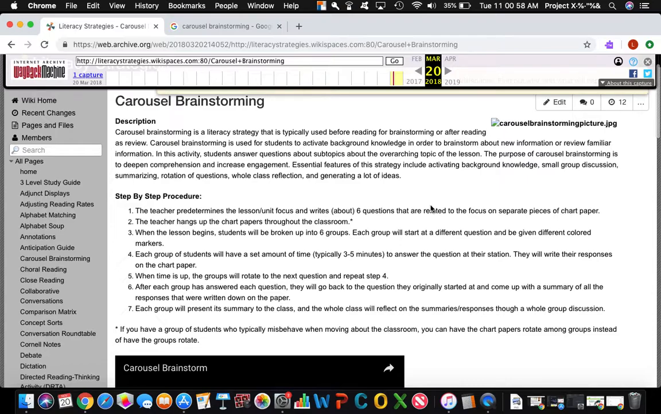and every single group of students goes to one of the six different questions, reads the question, and as a group they all write down what they think, what they're brainstorming collectively about the question. Once they're done with that question, they have about 3 to 5 minutes for each question. They keep on doing that until they're done and they've gone through all the six questions.